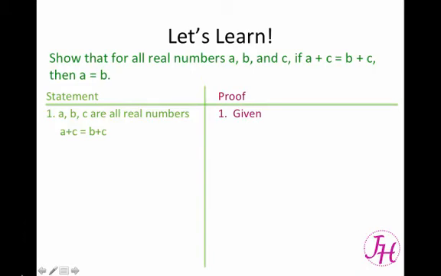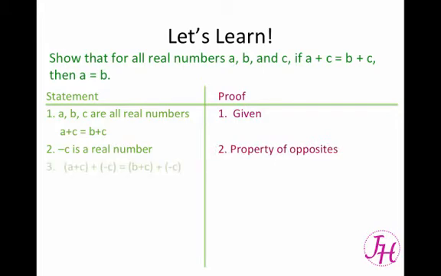Well, from that we can say we know that negative c is a real number, and that's just your property of opposites. So we can take that negative c and we can add it to both of these expressions. And the reason we can do that is the addition property of equality. We're adding the same thing to both sides.